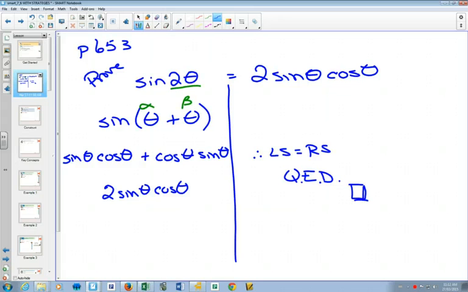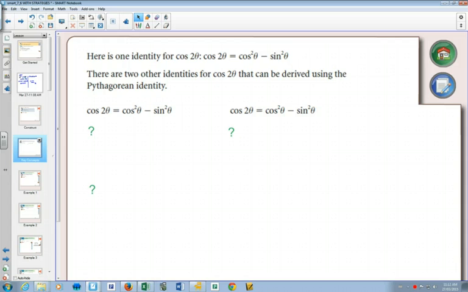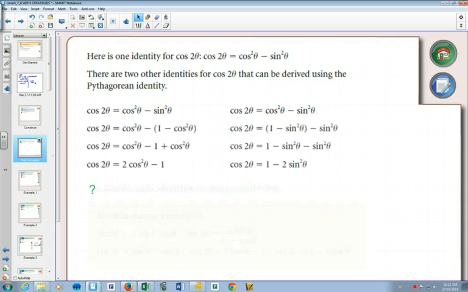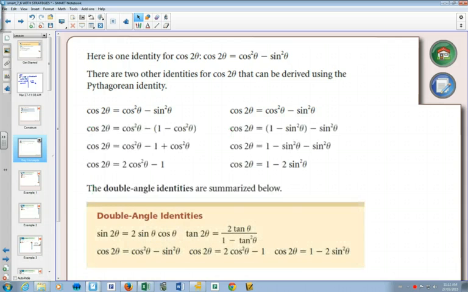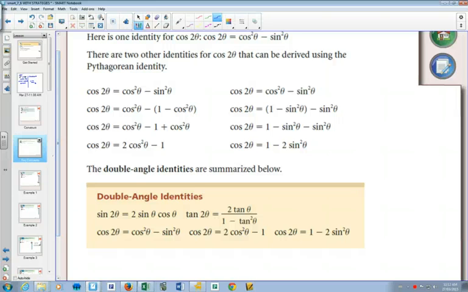Yes? Are we ever going to get proofs where we need to use the strategy 1 plus 1 equals 2? No, the alpha beta stuff? Yes, there will be proofs that use the alpha beta. And now we get introduced to a bunch of double angle identities. And that is one of them we just did. We just proved this first one right here.